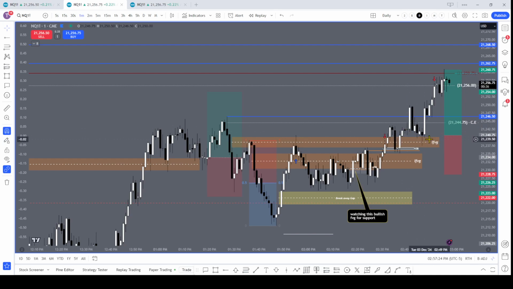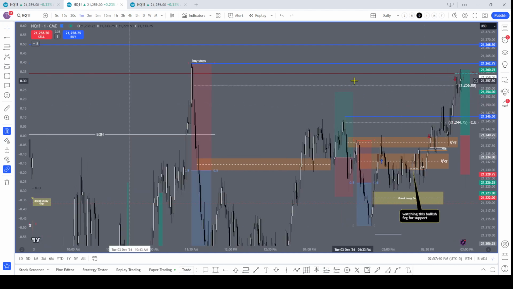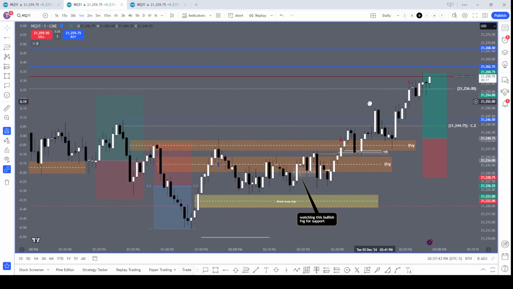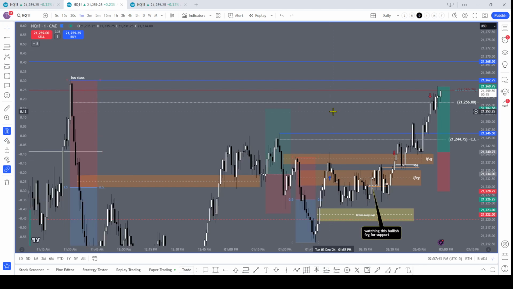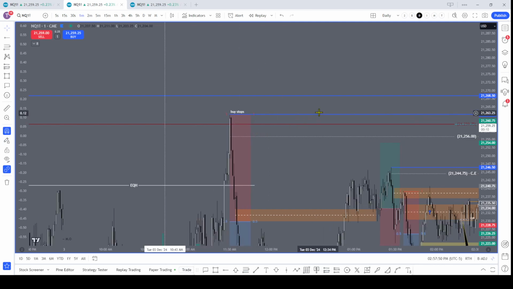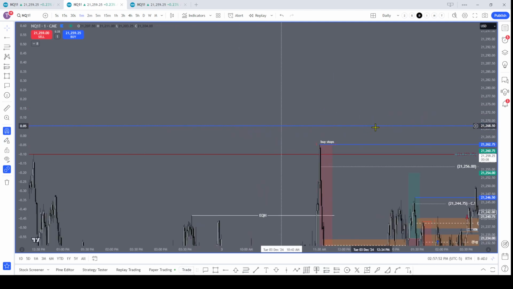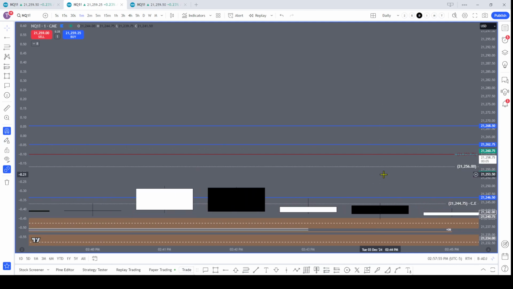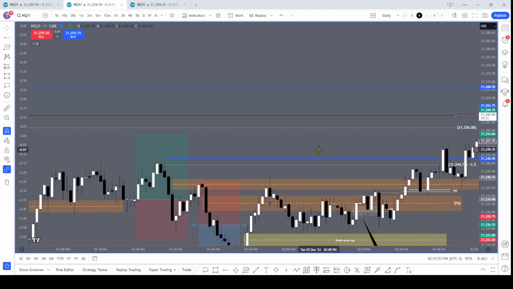Found support in the inversion fair value gap. Took buy side liquidity. Came back down into the inversion fair value gap midpoint. Body support in the high. Pushed higher to the previous day's high, with today's high above it and an old high above that for buy side liquidity, buy side targets.